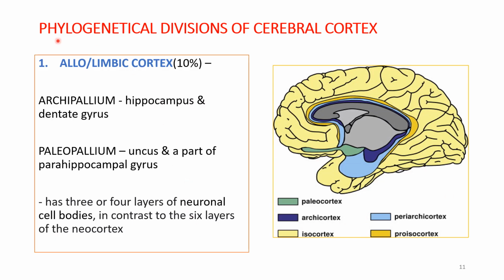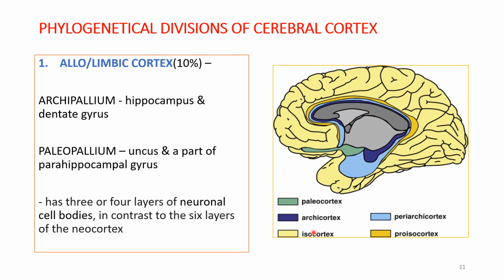Next coming to phylogenetical divisions of the cerebral cortex. Phylogenetically, the first one is allocortex or limbic cortex. It constitutes about 10%. In this you have archipallium and paleopallium. Archipallium is composed of hippocampus and dentate gyrus. Paleopallium is composed of uncus and a part of parahippocampal gyrus.